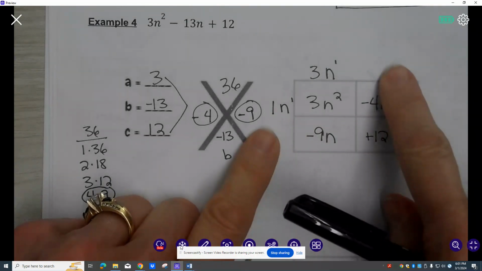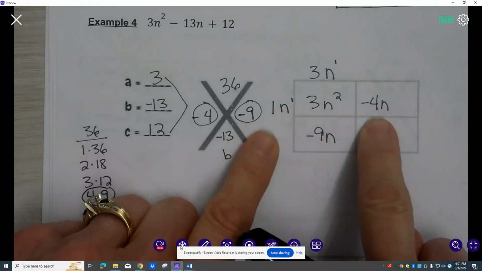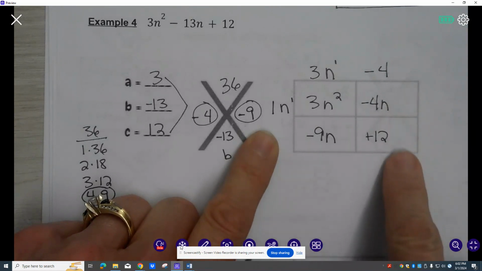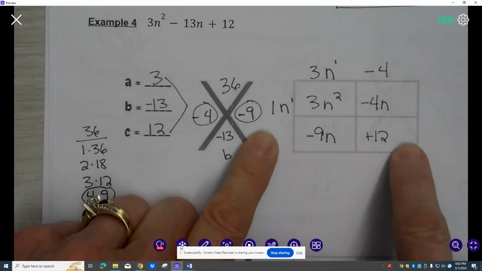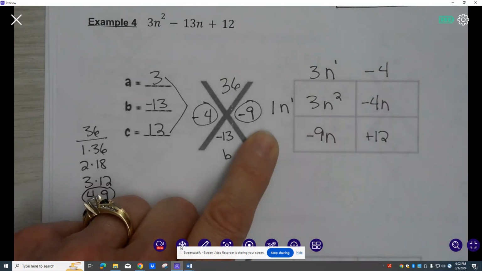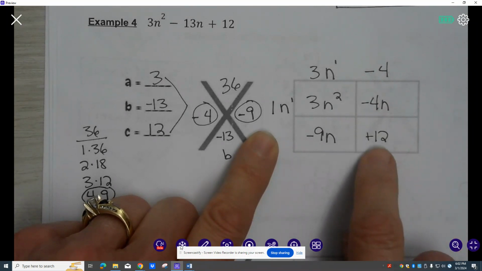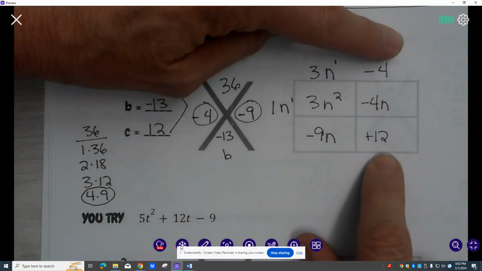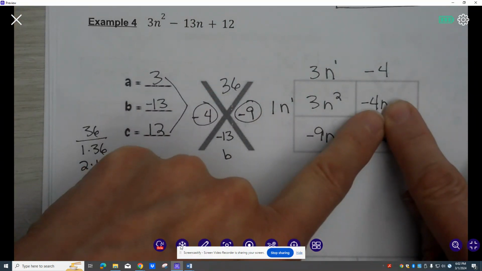Okay, over here I need a number that when I multiply it by 1, I get negative 4. Well, it seems like it needs to be negative 4. And again, in this column, this box has an n, this does not. So I know I'm not going to have an n up here. Also in this column, notice 4 and 12. The greatest common factor of 4 and 12 is 4, because 4 divides into 12. Okay, negative 4 times 1n gets me negative 4n.